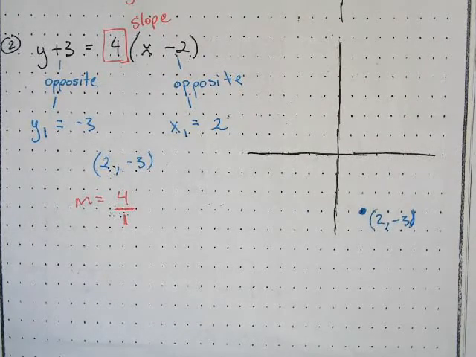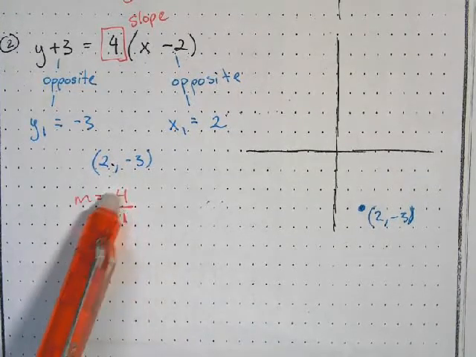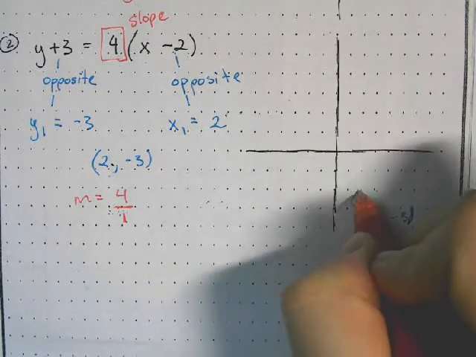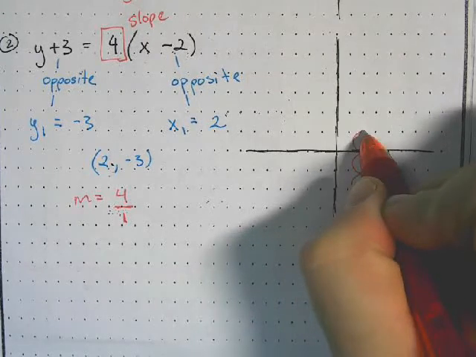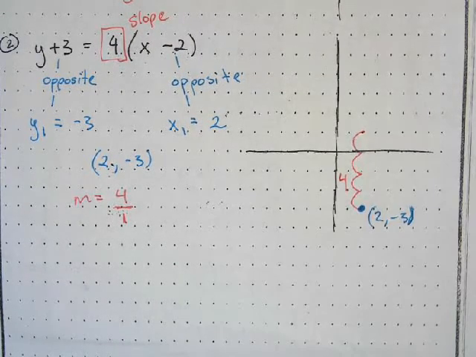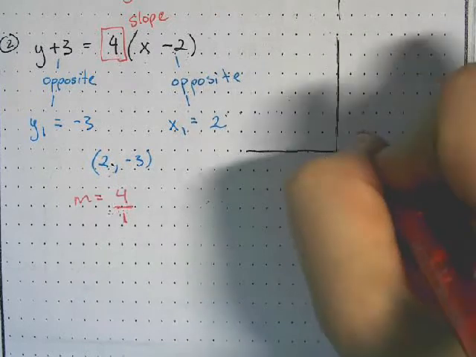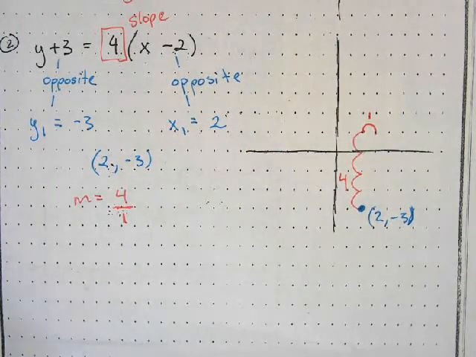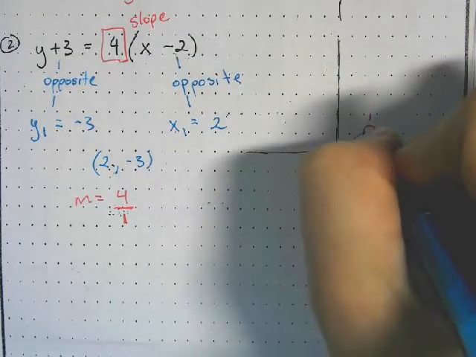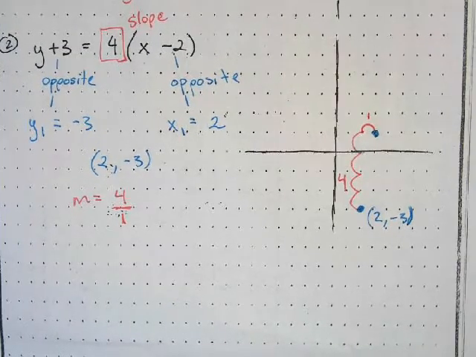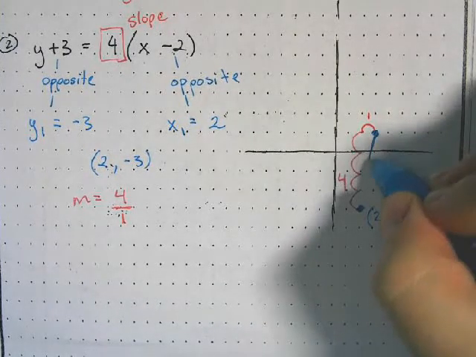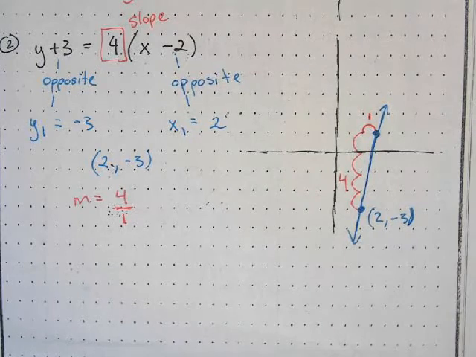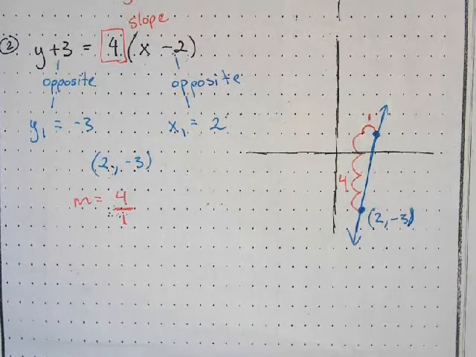Now we'll apply the slope. Change in y, 4 over change in x, 1. So we'll go up 4, 1, 2, 3, 4. There's my change in y. And then we'll go right 1, change in x is 1. There's my second point. Now that we have 2 points, we connect the dots and we have a line. Like so. There's our line.